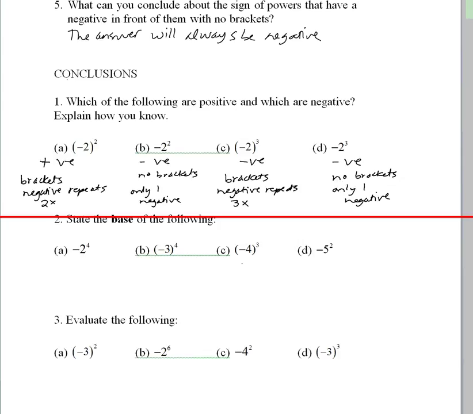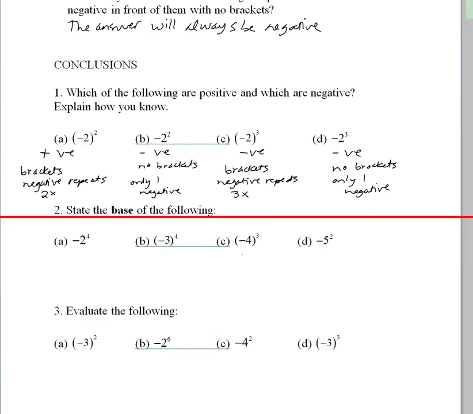For part B, the answer is negative. Why is that? Well, because it has no brackets. And when it has no brackets, the negative does not repeat. And there will only be one negative, so that will result in a negative answer. The third one, a little bit tricky. It has brackets. So the negative does repeat, but in this case, because the exponent is a 3, the negative repeats 3 times, which will result in a negative answer. The last one is negative. It has no brackets, which means there's only one negative sign. The negative does not repeat, and it will result in a negative answer.